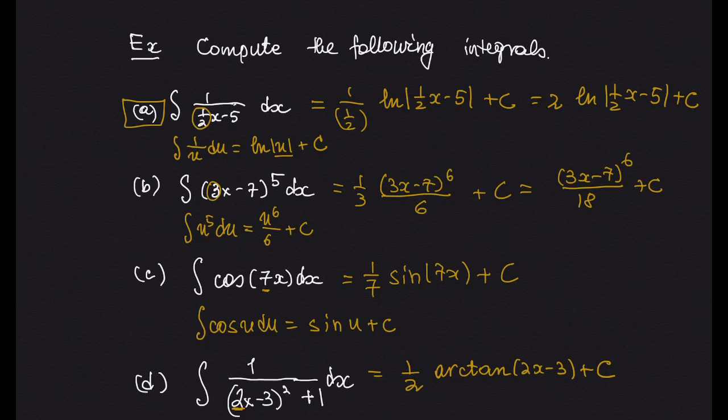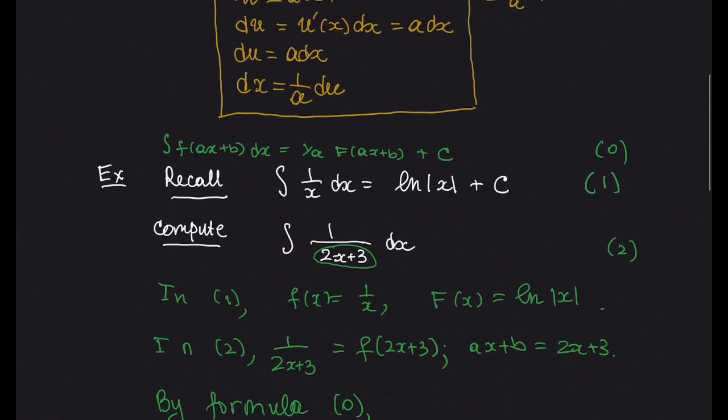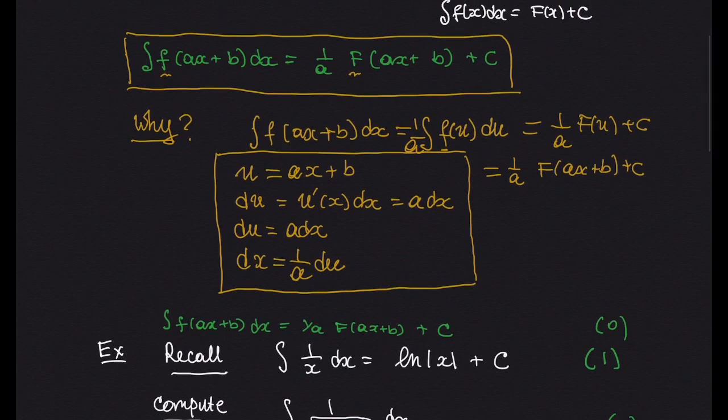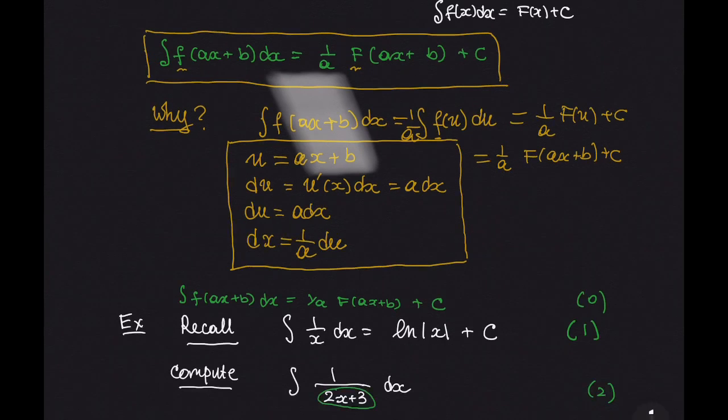So this was devoted to linear substitution. The reason why we call the substitution linear is because this function over here, the one I'm highlighting right now, this function here, ax plus b, it is linear. So this is why we call this substitution linear.